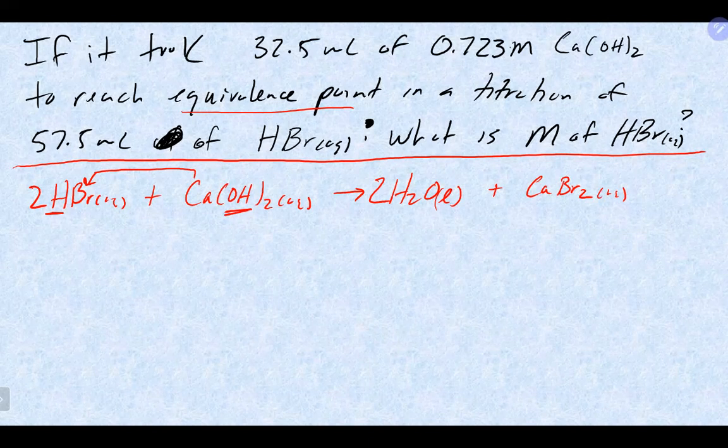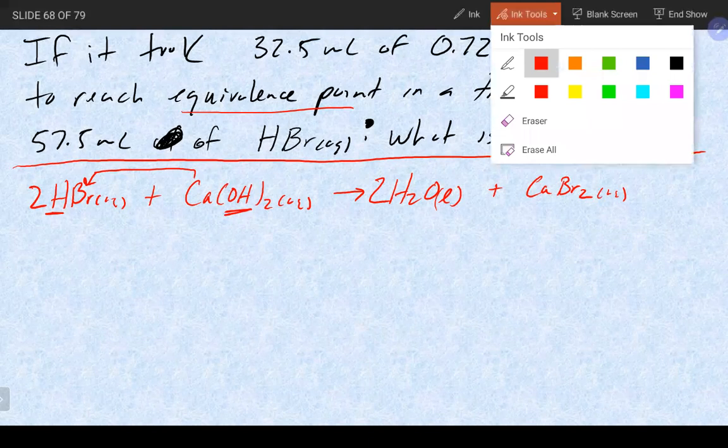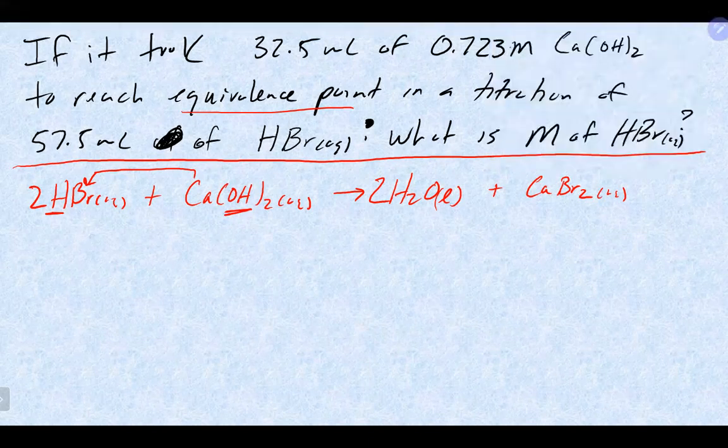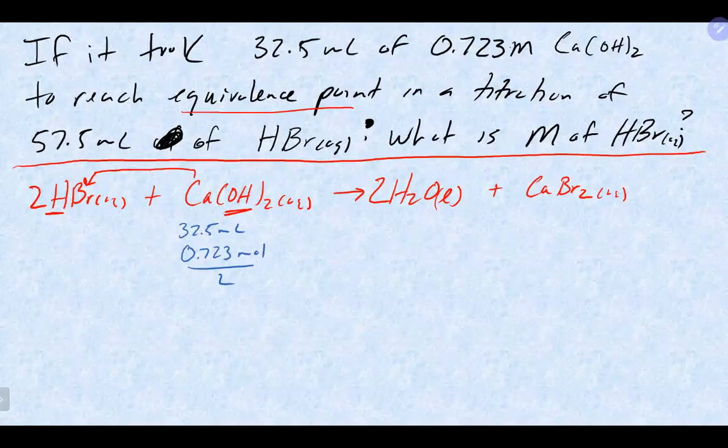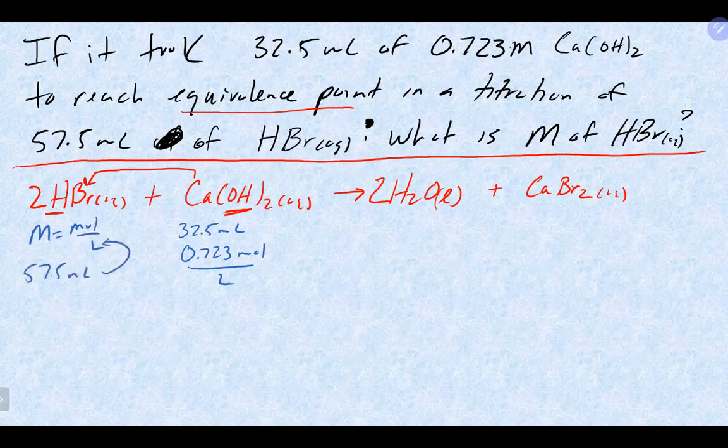All right, at this point, if we take a look at the information given to us, it will help us with our approach. In terms of the calcium hydroxide, we do have the volume. We do have the molarity given to us, which is moles per liter. For our HBr, we are looking for the molarity, which is moles per liter, but we do have the volume given to us. So really, we do have the bottom part. We just need to convert it to liters. So the stoichiometry is going to allow us to get the top part of what we need, which is the moles.